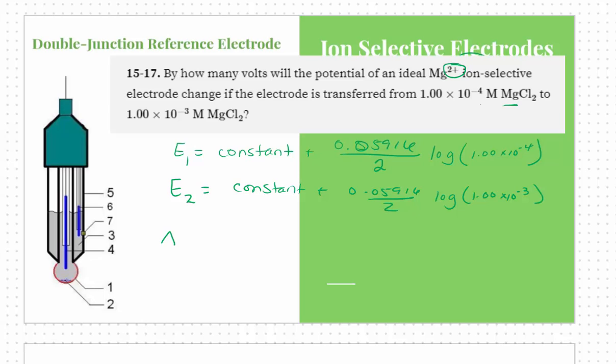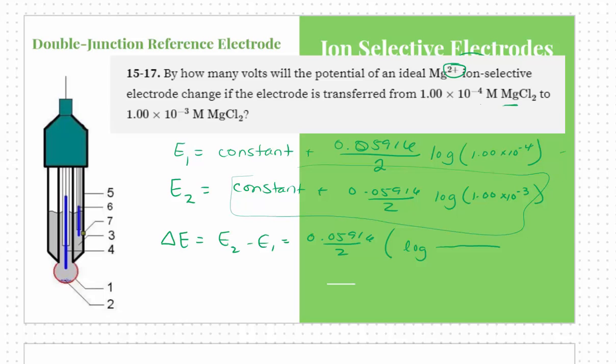So we set it up so that our change in potential is going to be E2 minus E1. So we go from 1 to 2, from initial to final, and we put this expression and then subtract this expression. That removes the constant from the equation entirely. And then we can factor out that 0.05916 over 2, and then we end up with the log of 1.0 times 10 to the negative 3 minus the log of 1.0 times 10 to the negative 4.